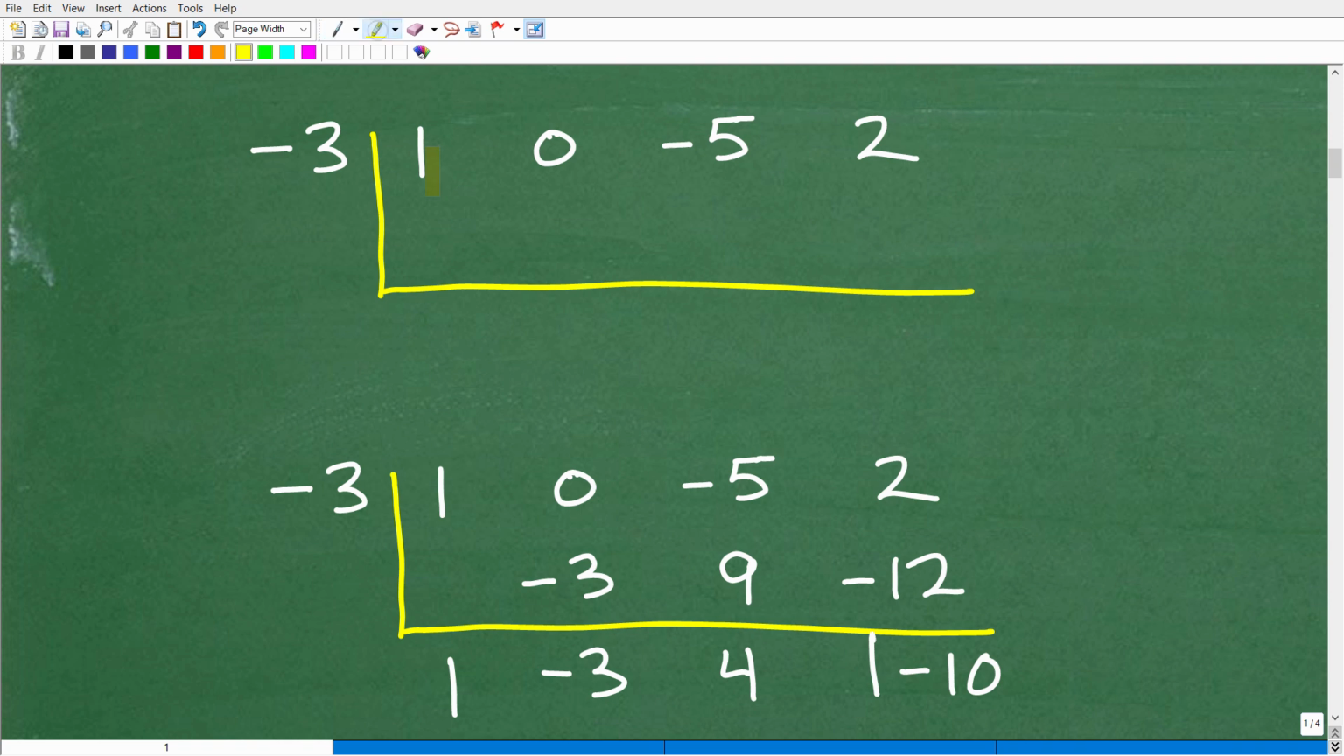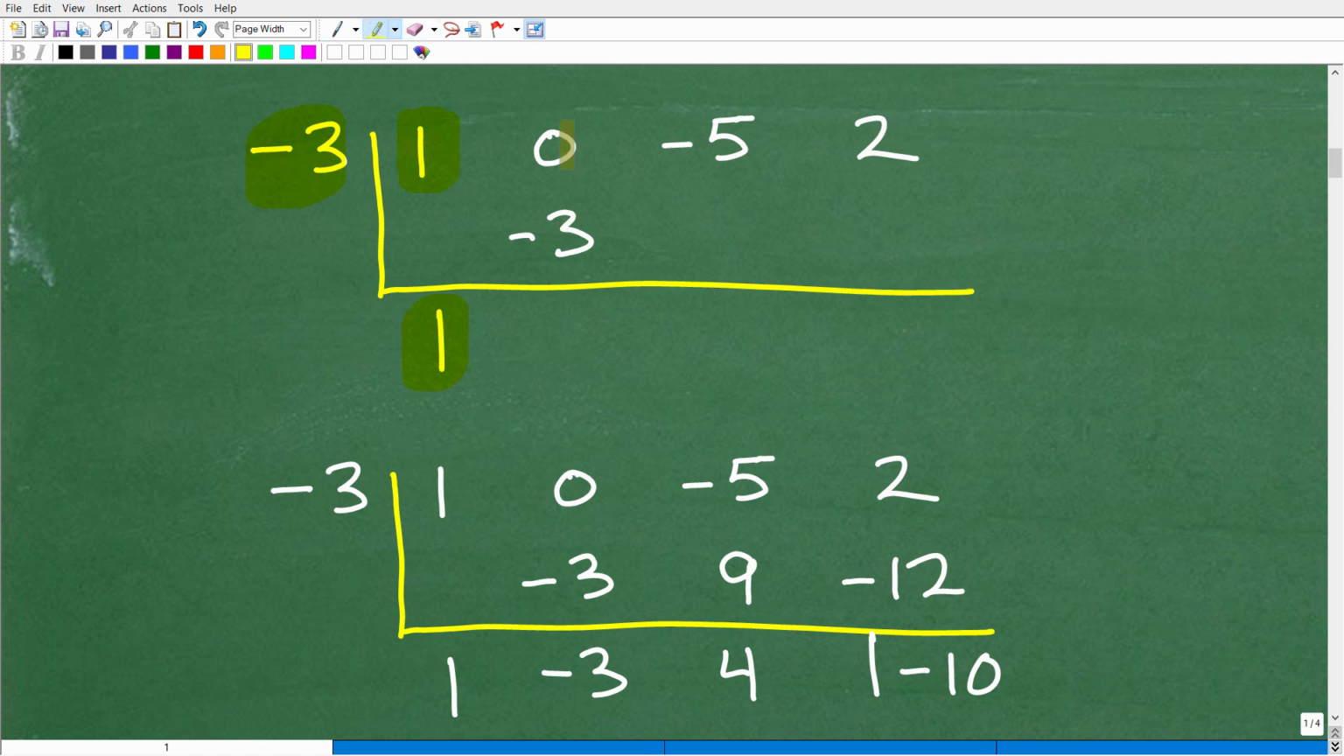First things first, you take this 1 right there, and you drop it down. Whatever this beginning number is, you drop it down underneath this little line. You want to draw a line here and give yourself enough space for numbers. Then it's going to be negative 3 times this number. In this case, it's negative 3 times 1. And you're going to put your answer right here in this second column, negative 3.